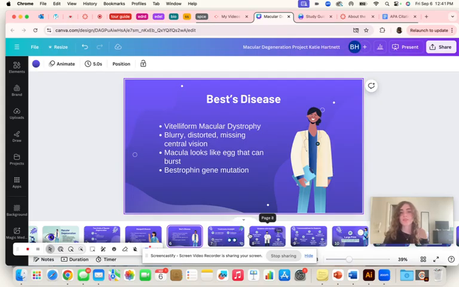The next disease is Best's disease, and this is where there's a gene mutation in bestrophin. The macula actually kind of resembles an egg. It looks like it might burst. This can include blurry, distorted, and missing central vision, which we were talking about, which is that black circle in the middle of their vision.